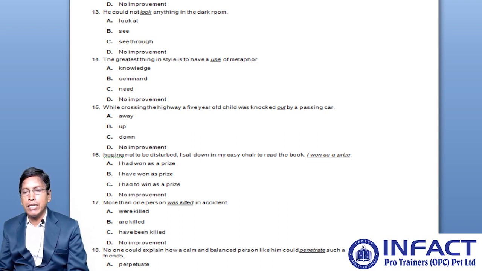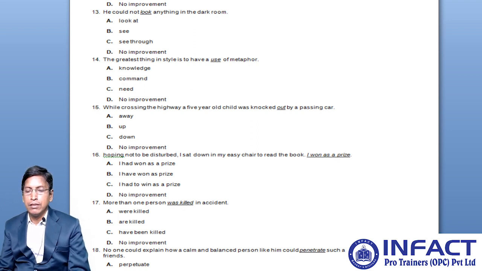Okay, so let us move to question number 16. Hoping not to be disturbed, I sat down in my easy chair to read the book I won as a prize. So what should come in that place? Is it I had won as a prize, or I have won as a prize, or I had to win as a prize, or no improvement is required? So here the most relevant or matching option would be I sat down in my easy chair to read the book I had won as a prize, rather than saying I have won as a prize or I had to win as a prize. So option A will be the right choice, which is giving the correct meaning.